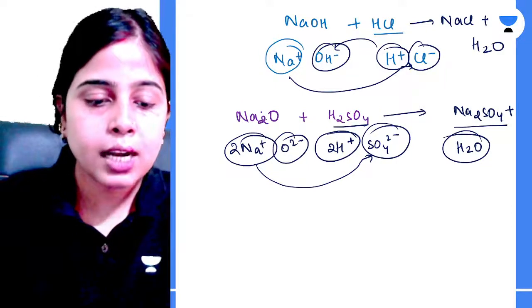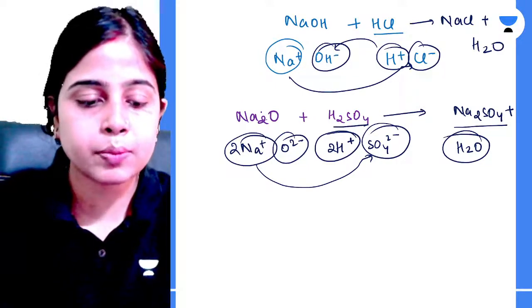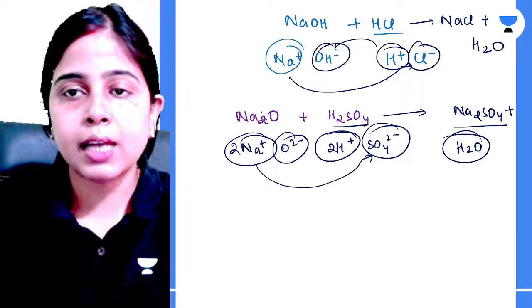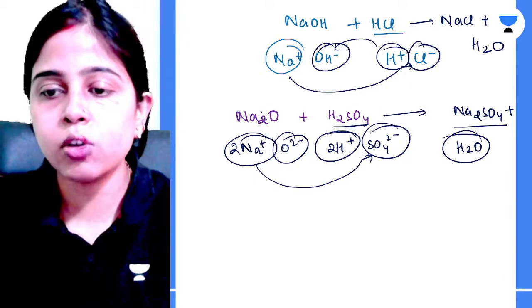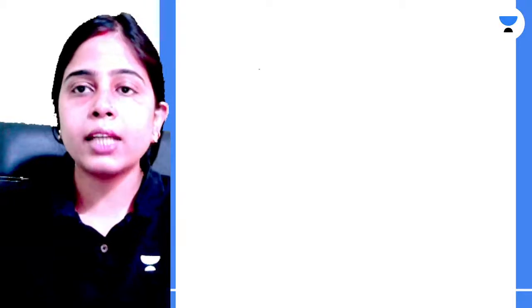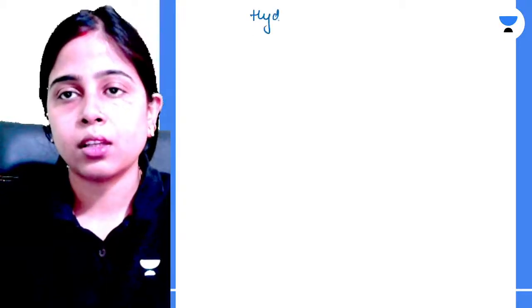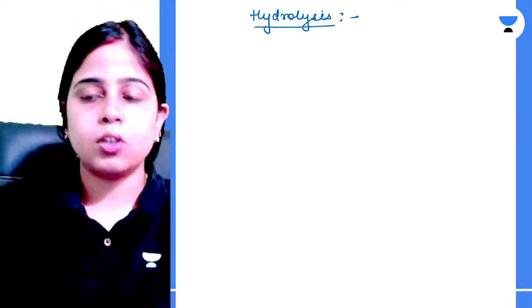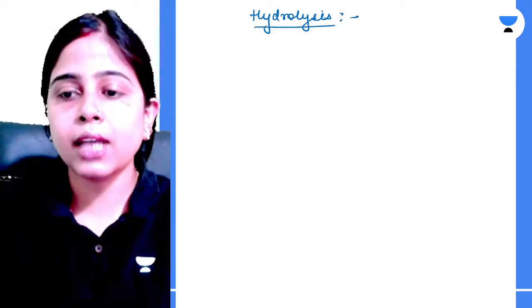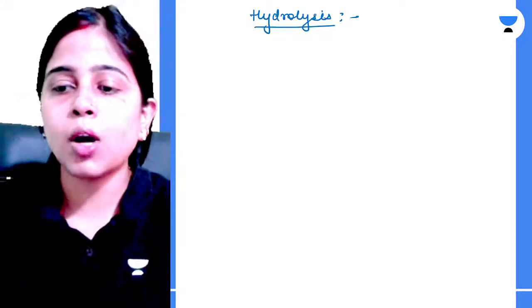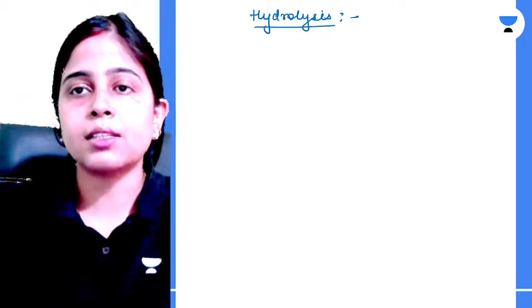Clear? So these are the different types of double displacement reaction, and we have understood them with the examples also. So I hope it is clear to all of you. Okay, so let's understand one more reaction, that is your hydrolysis. What is this hydrolysis? Basically it is the reaction where your salt and water react together to form an acid or a basic solution.